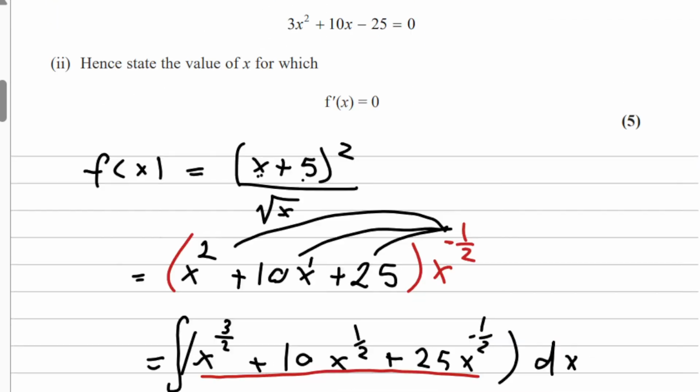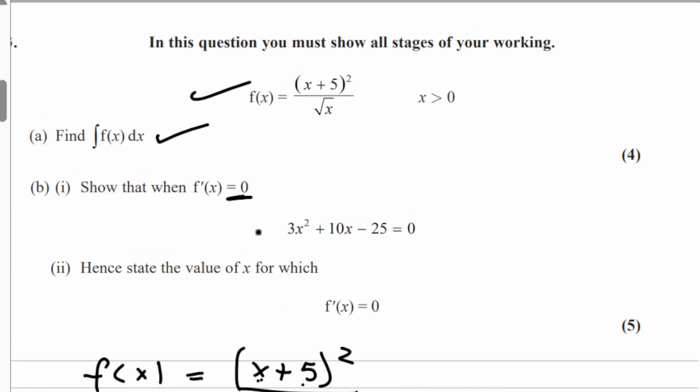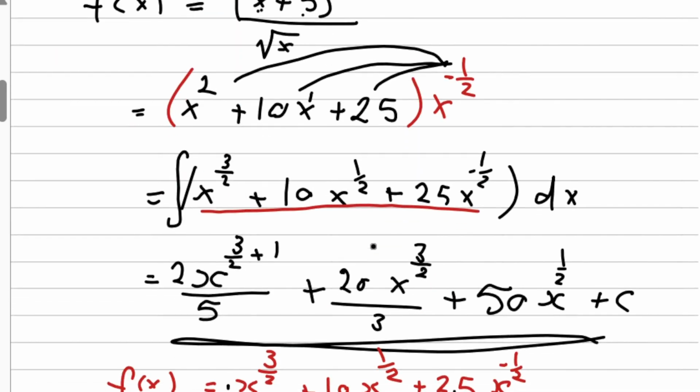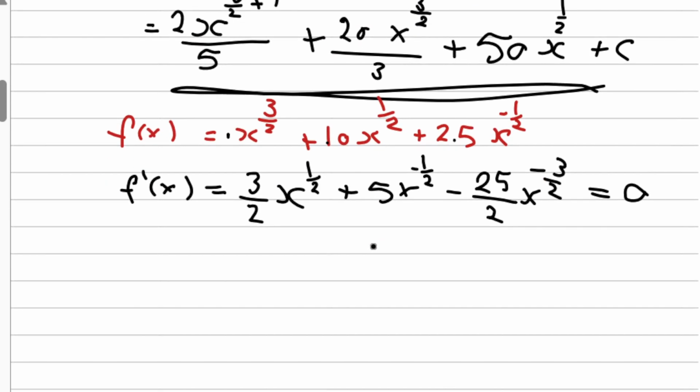And they then say prove that it is going to look like this: 3x squared plus 10x minus 25. Let's look at it. There is a 3x, there is 5, and there is 25 divided by 2. Have you noticed? If we multiply everything by 2, we will get almost the same thing.